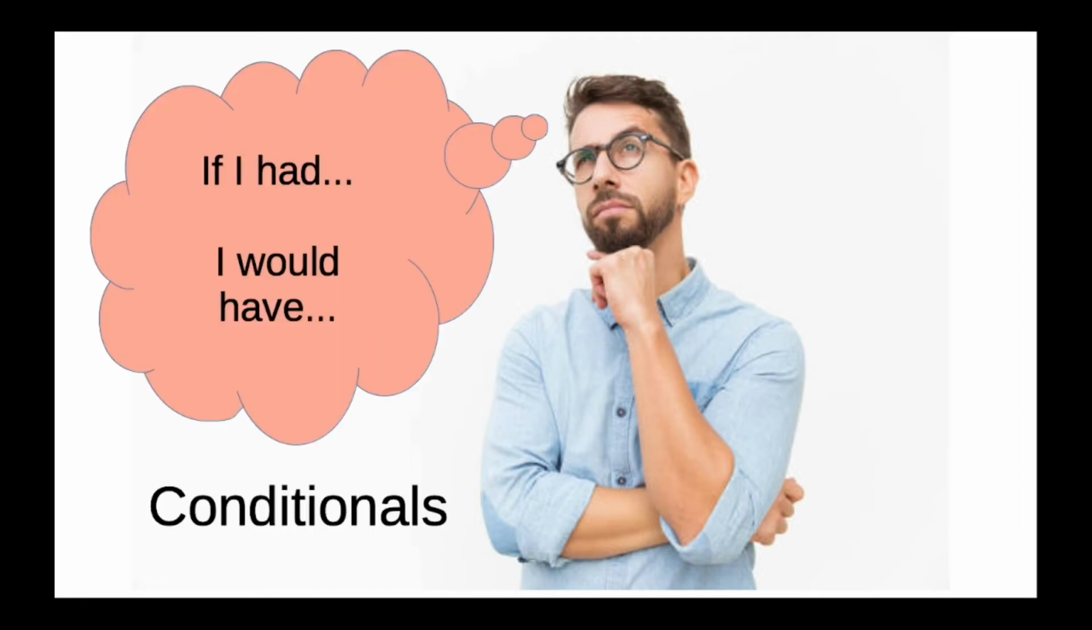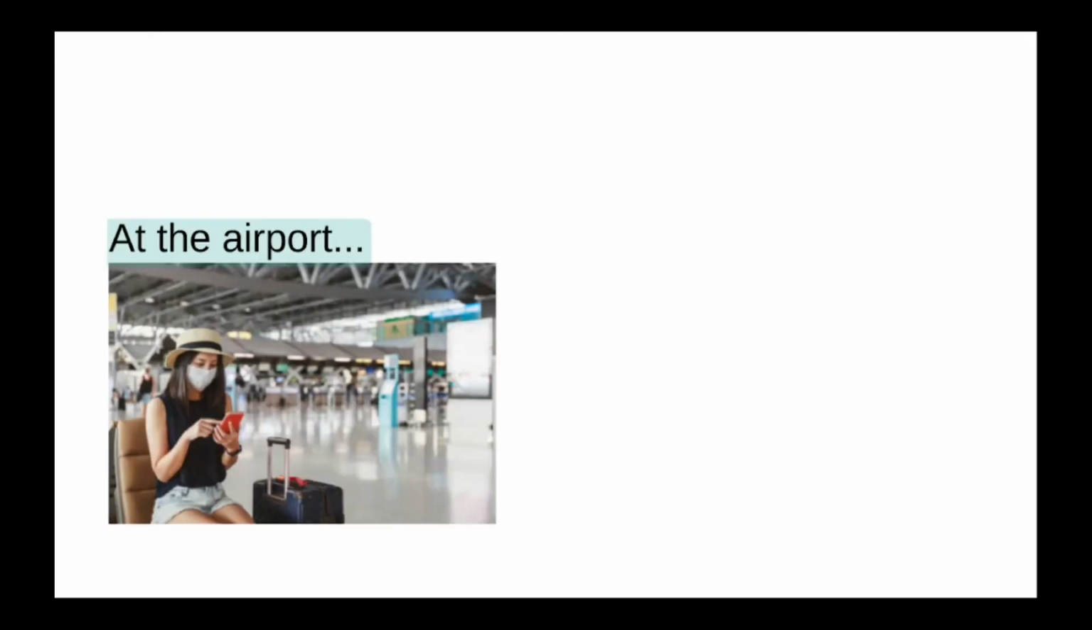And finally, we also use the past perfect tense to express conditional statements, particularly type 3 conditional statements. The type 3 conditional refers to an impossible condition in the past and its probable result in the past. Let's take a look at some dialogues of everyday conversation that use the past perfect in conditional statements.